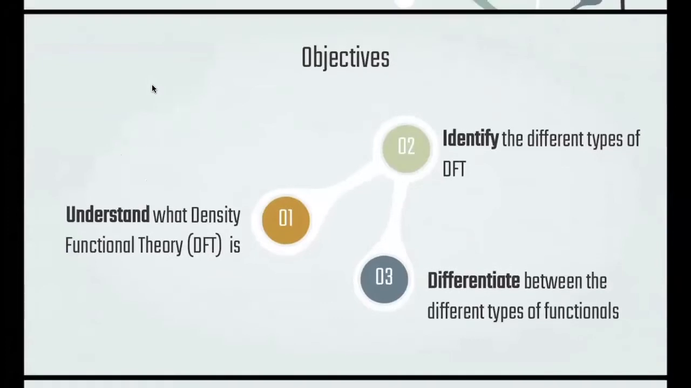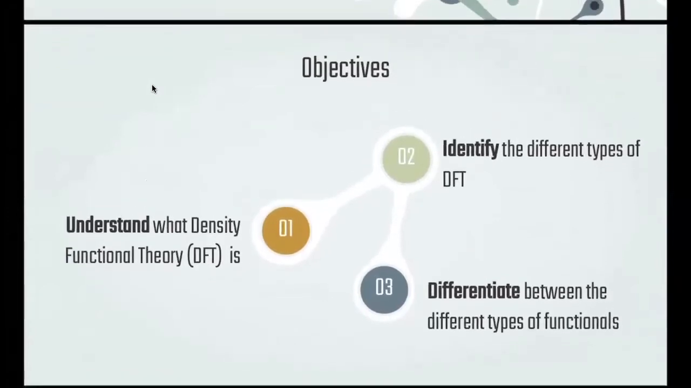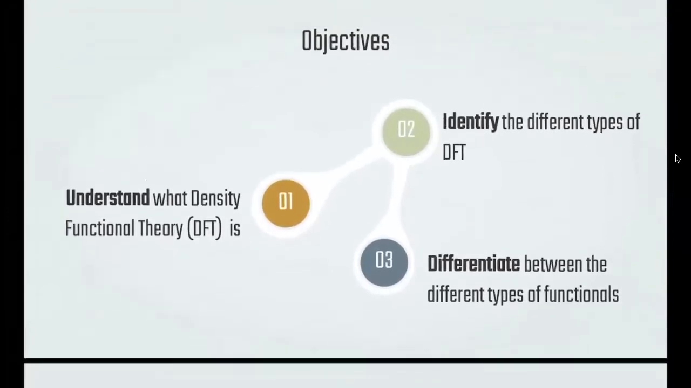First, I set some objectives for this presentation so that you can take something out of it. One of them is to understand what density functional theory is, identify the different types of density functional theory, and differentiate between the different types of functionals. I won't be going into depth into all the different types of functionals. I'm just going to go over the differences between them.